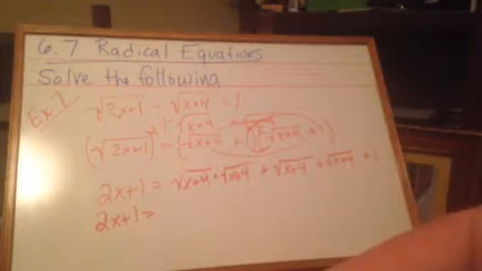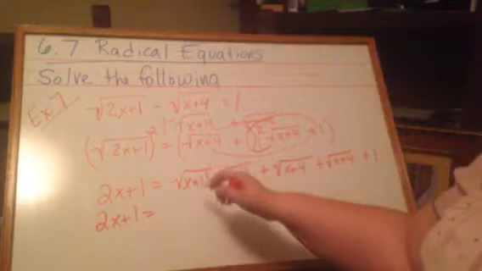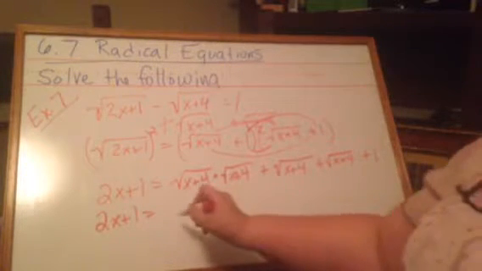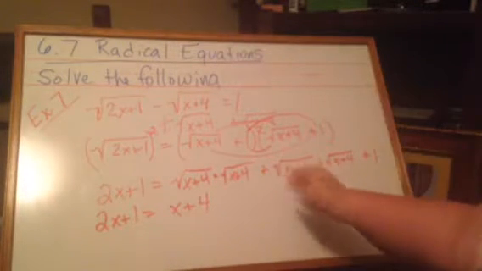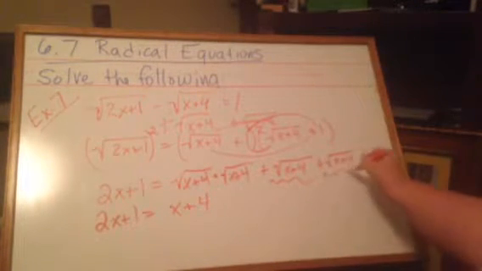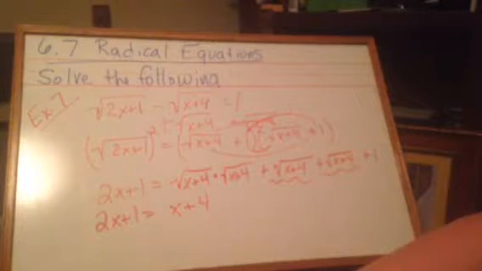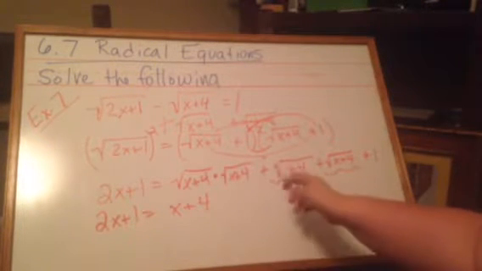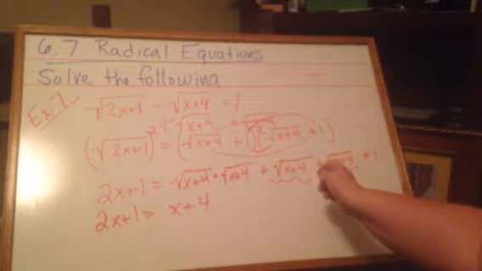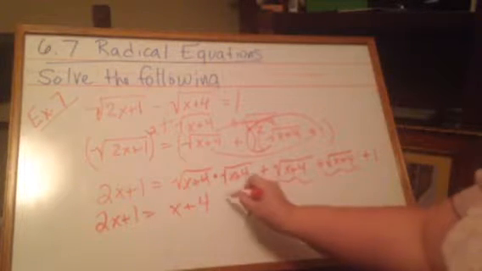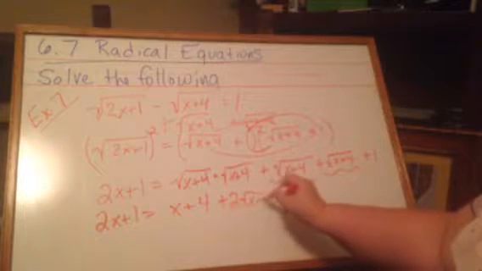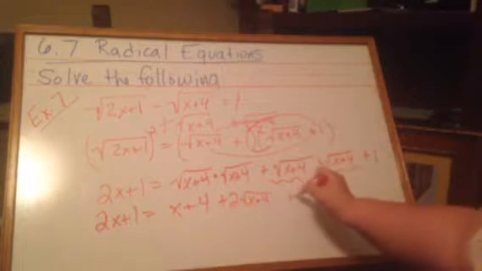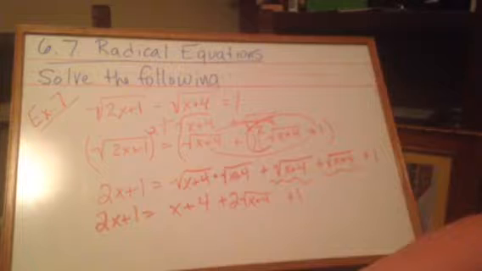Now, the square root of x plus 4 times the square root of x plus 4 is the same thing as the square root of x plus 4 squared. So that just comes out as x plus 4. This piece and this piece are like terms. So you have one here and another one here. So you have a total of 2 of those. So that'd be plus 2 square root of x plus 4. And the plus 1 sitting outside.